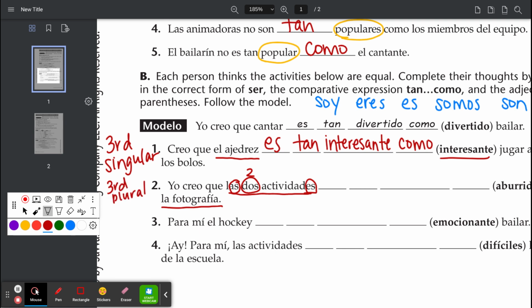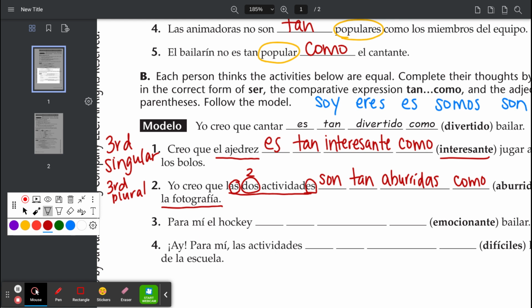And we're going to use son. And we said our adjective was aburridas. So aburridas. And then we're going to fill in the last blank with como. So yo creo que las dos actividades son tan aburridas como la fotografía. I believe the two activities are as boring as photography.